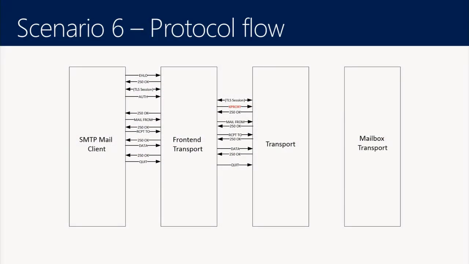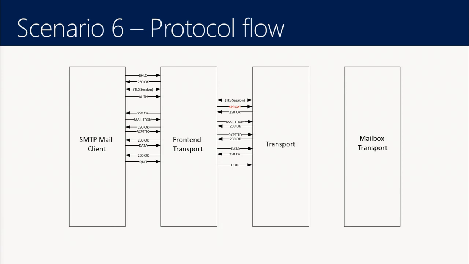So the protocol flow is a little different here because it's authenticated. You'll see that we do the EHLO, we get back our acknowledgement, we then establish a TLS session, and we authenticate. At the point that we authenticate to the front-end transport service, the front-end transport service will then start its session to the transport service in the delivery group that is based on the sender. So in this case, it establishes that session to Mary's server. We do our XPROXY and pass all the information that's relevant about Mary's client.